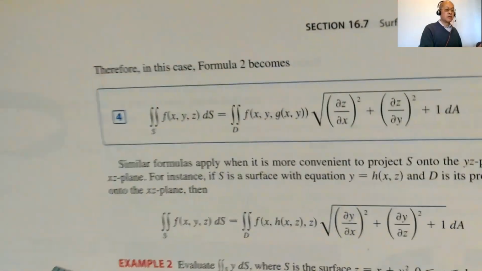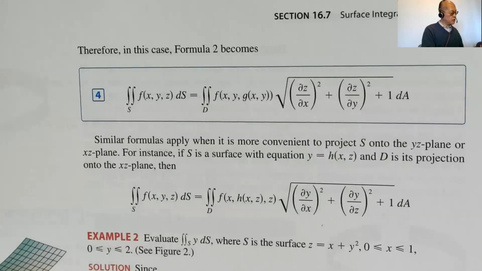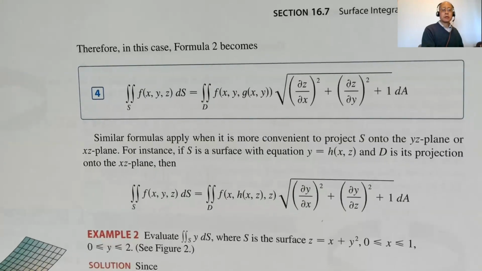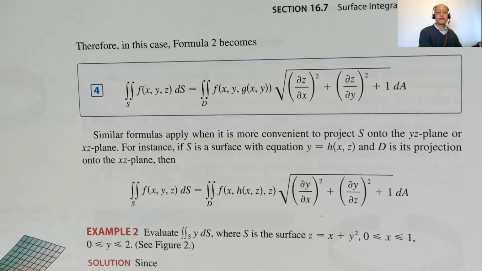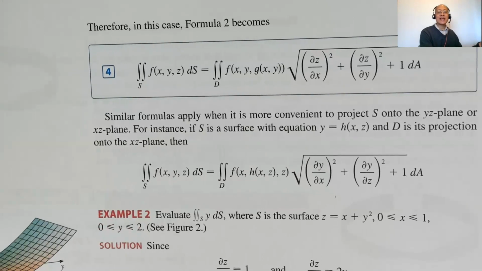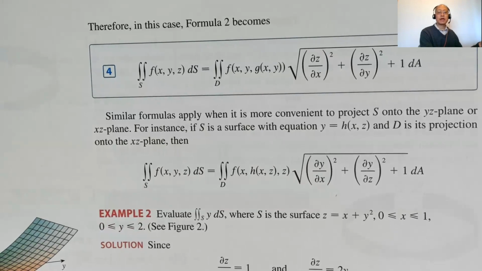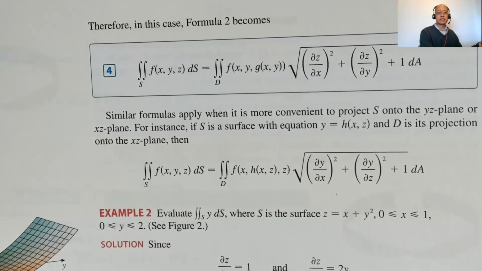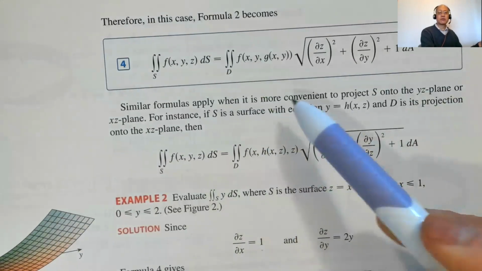Okay, and then where z is a function of x and y, page 1125. Number 4, double integral along the surface of f of x, y, z dS is double integral over D. Again, S is a surface in space. D is back in the XY plane, as long as the z is a function of x and y. So f of x, y, g of x, y, which means change z to something involving x and y.